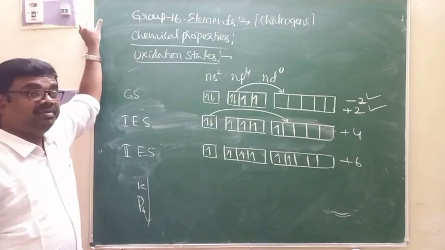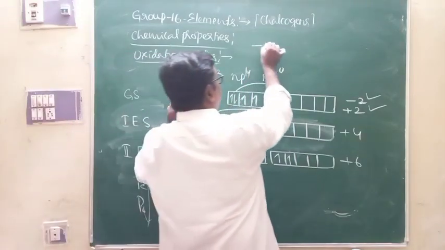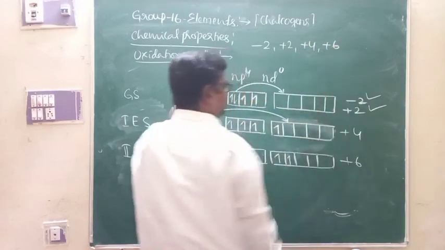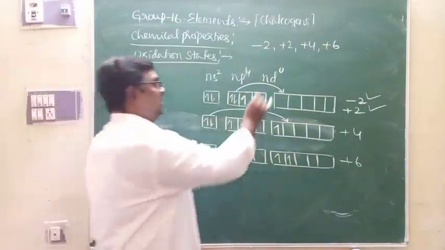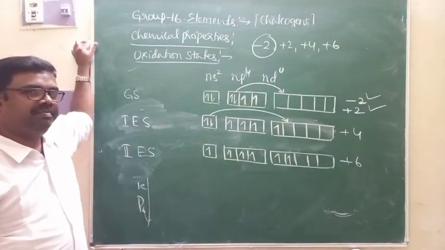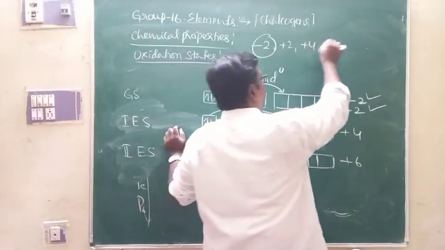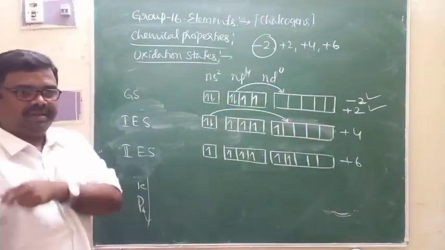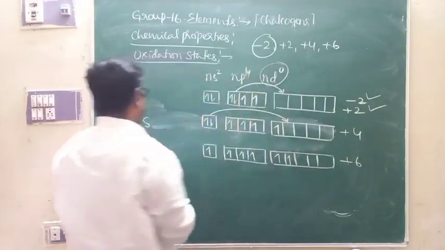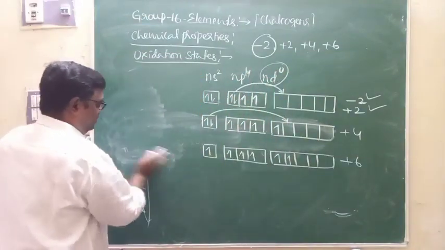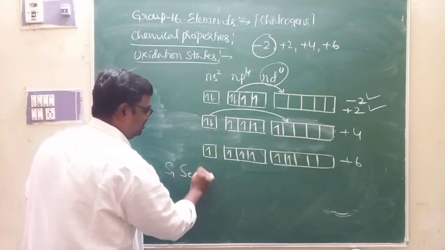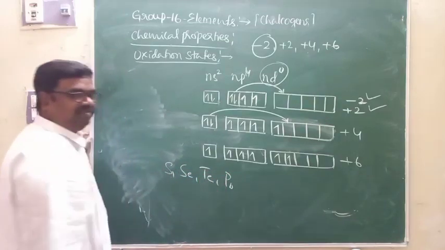So the possible oxidation states for group 16 elements will be -2, +2, +4, and of course +6. I already said the stability of -2 decreases from oxygen to polonium. What about +2, +4, and +6, if you ask? Look at this: as far as the D subshell is concerned, D subshell is available only in the case of sulfur, selenium, tellurium and polonium.